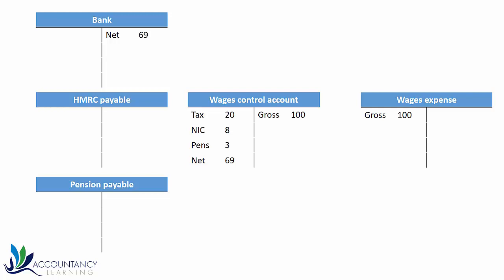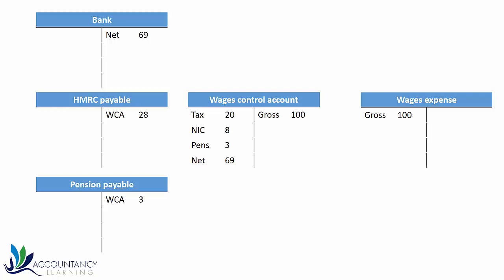And then the next T account is the HMRC payables. How much are we going to pay to the tax authorities, and that's going to be a combination of the tax and the national insurance. So we've got from our wages control account a total of 28 that we need to pay onto the tax authorities. And then from the pension company, from our wages control account, we see that we need to pay them 3. So there we see now the wages control account has been emptied.